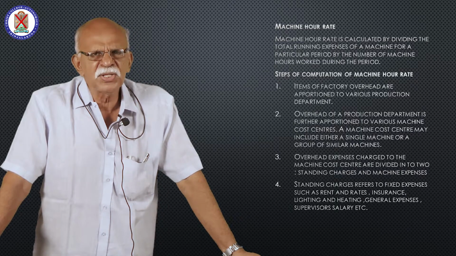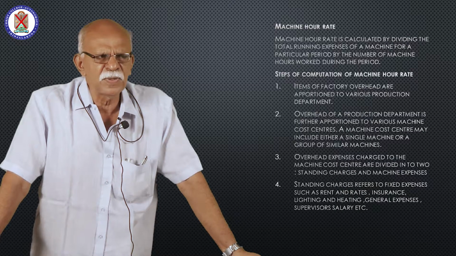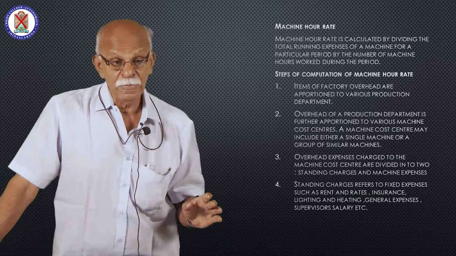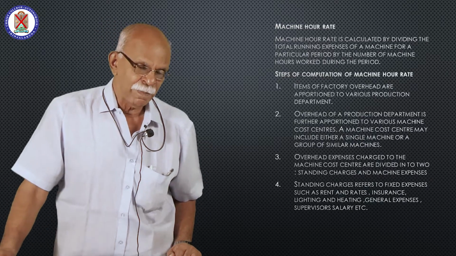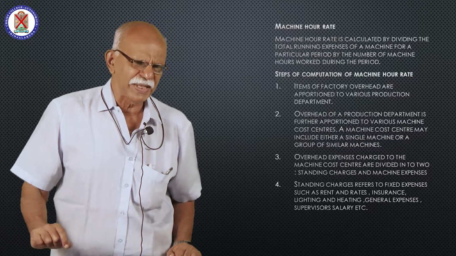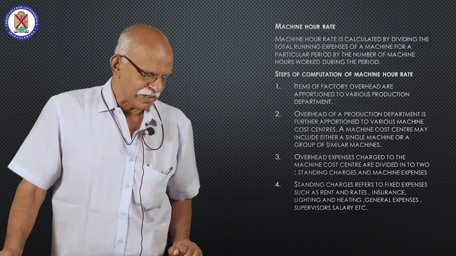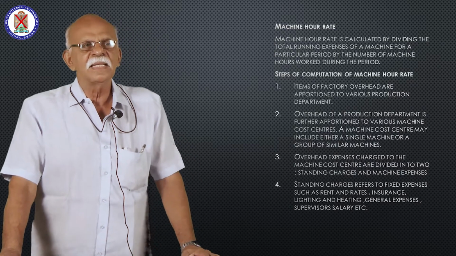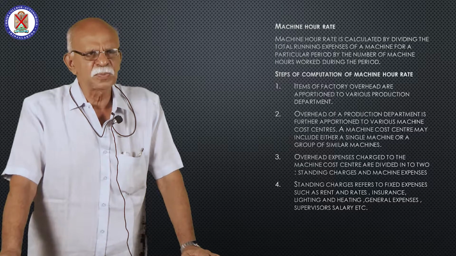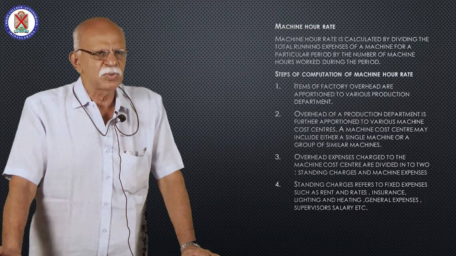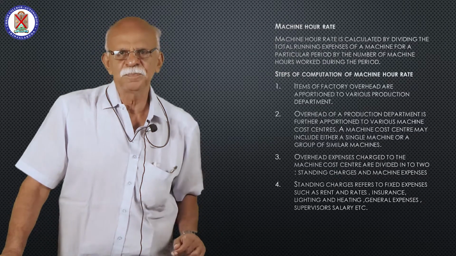Then, when you deal with machine expenses, you have to find out the hourly rate for each of the machine expenses. Not in standing charges, where you are taking the total expenses incurred. But for machine expenses, for each item, you are taking the hourly rate calculated for each machine. Then the last step, you have to add both the standing charges per hour and the machine expenses per hour. That will give you the machine hour rate.